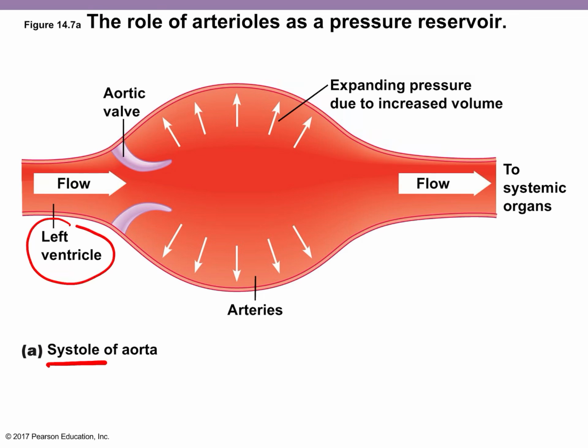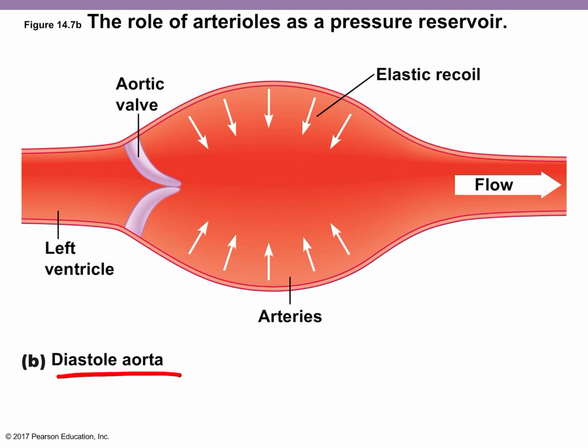So in this picture, we have systole of the aorta. So the left ventricle is contracting. Blood is coming into the aorta. And also arteries, right? Because the aorta and arteries are linked. So the blood is surging in these blood vessels, and it's pushing on the walls. So we have an expanding pressure due to an increased volume.